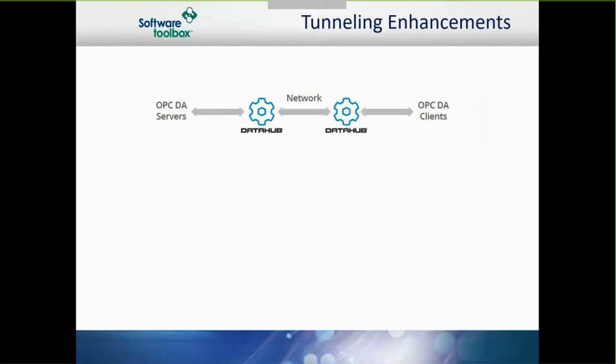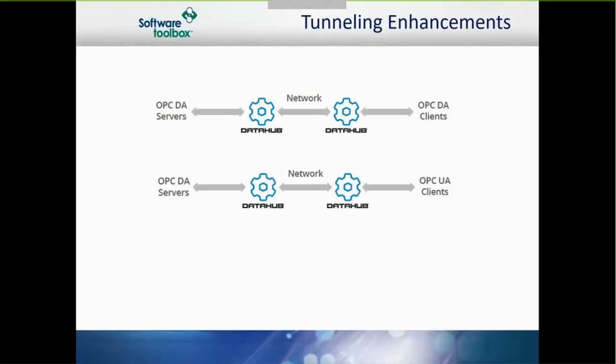The DataHub tunneling is our most popular feature and is used primarily to network data when DCOM configuration is not possible. Now that we offer DA and UA, you could connect locally to a DA server and tunnel that data over the network and expose it to UA clients.